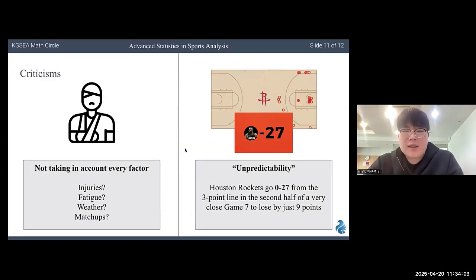Now, despite an analytics-based approach being lauded and widely picked up by sports leagues, there are always criticisms that note its limits. So first is its technical limits and capabilities, as not even the advanced stats pick up on the quote-unquote human elements of the game, whether they be injuries, fatigue, or weather in the case of outside sports. Also noted is the simple, unpredictable nature of sports in general. Take, for example, the same Houston Rockets from before, who ended up losing in a crucial game in the 2018 playoffs, ironically by shooting 0 for 27 from the three-point line in the latter half of a very close game.